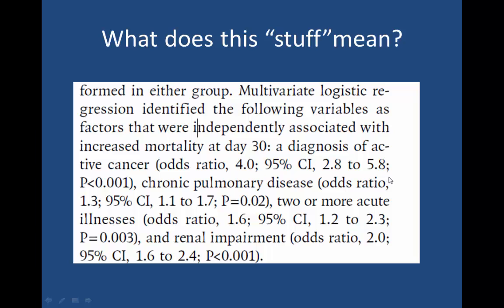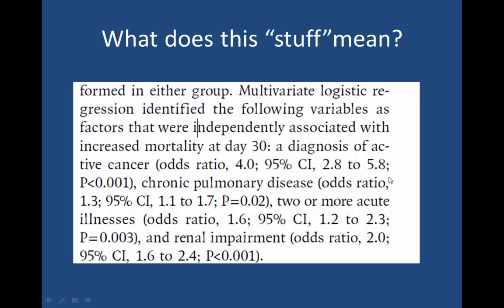Now we come to another diagnosis. What if you had chronic pulmonary disease? What were your odds? So I look at it and it was 1.3. The confidence interval value does not include the range of 1. If I count from 1.1 up to 1.7, I don't go through the value of 1. It would be down on this side. So the p-value will be statistically significant.